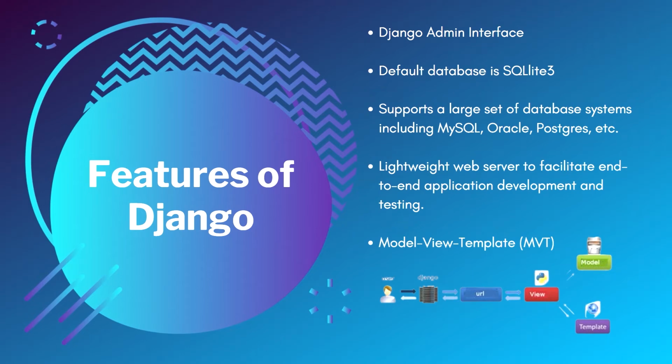So we go through the features of Django. So Django has an admin interface. It has default database SQLite 3. It supports a large set of database systems including MySQL, Oracle, PostgreSQL, etc. It has a lightweight web server to facilitate end-to-end application development and testing.